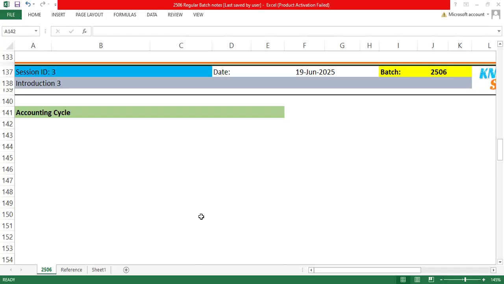Cash in hand. You need cash to start the business. Okay, what else? If you have cash, is that sufficient? Everything will not happen automatically. No, we require materials. Okay. What else?